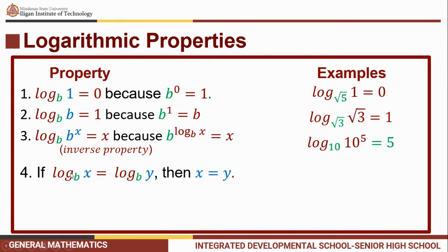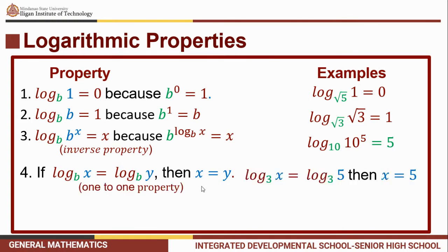If log with base b of x equals log with base b of y, then x equals y. This is by the 1-to-1 property. For example, we have log with base 3 of x equals log with base 3 of 5. We notice that these are logarithms. And aside from that, we notice that they have the same base. So therefore, by the 1-to-1 property, x equals 5.